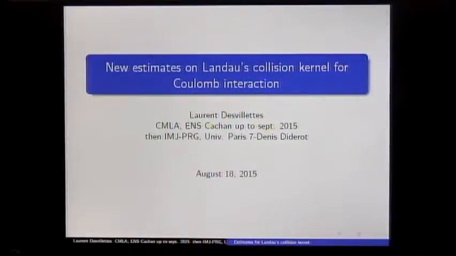Today we have a very exciting day. We have two excellent speakers in the morning, Laurent Desvillettes and Hermano Fried. So I really hope you enjoy their talks. So thanks for being here, Laurent. He's going to talk about new estimates on Landau collision kernels for Coulombic interactions.